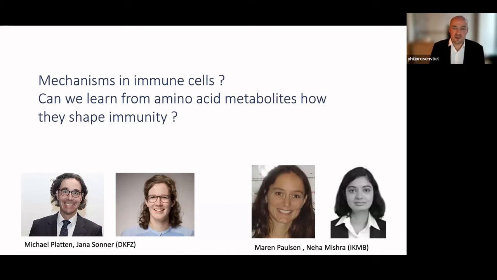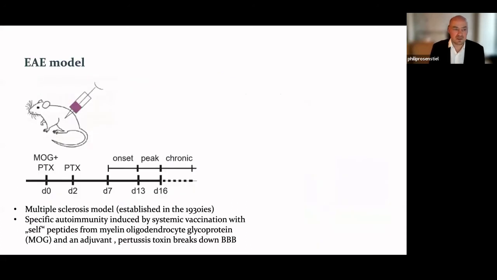And Michael is a neurologist, also a clinician, and he made a funny observation. He works with multiple sclerosis, and there is a famous multiple sclerosis model. It's called EAE, experimental allergic encephalitis, which is recapitulating part of human multiple sclerosis. Basically, you immunize mice with parts of the myelin sheath, and then these mice will have an immune reaction. So there's specific autoimmunity induced by self-peptides from the myelin oligodendrocyte glycoprotein, MOG, and you need an adjuvant that breaks down the blood-brain barrier, and then you see this.